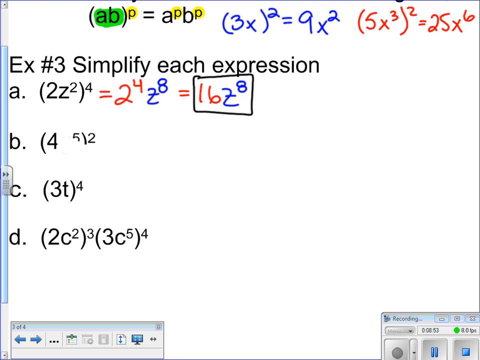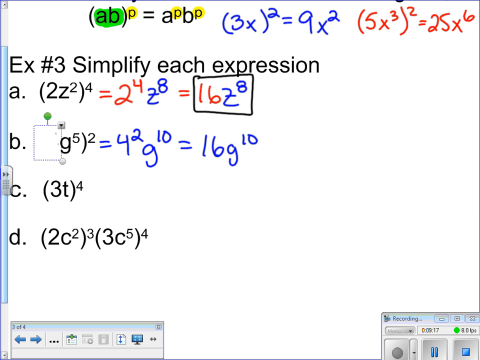All right, let's take a look. I'm going to cover up the g for just a moment, and that makes 4 squared. Move and cover up the 4. 5 times 2 makes 10. 4 times 4 is 16, so 16 g to the 10th.